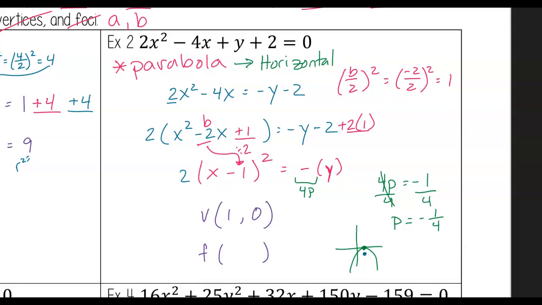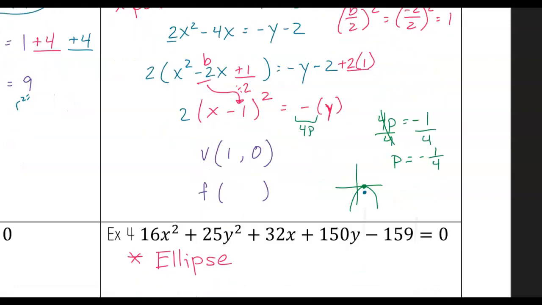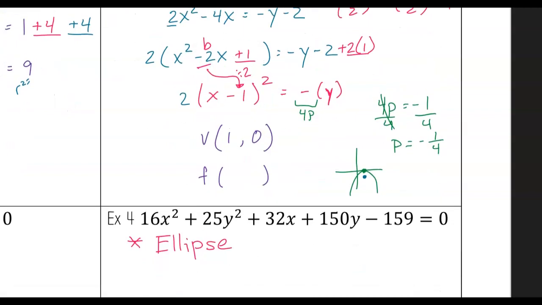Exactly. Our focus has the same x value as the vertex, right? It's on that same line. So our x value of the vertex is 1. But we're going down by negative 1/4. That means from 0, I'm going down negative 1/4. My focus y value is negative 1/4. And if you need to, you can always sketch a little graph to help you identify these things. Or you can just graph it on your calculator or Desmos, either way.